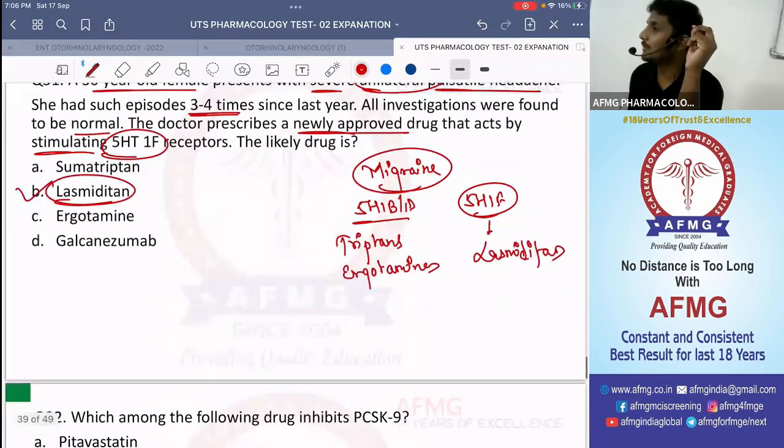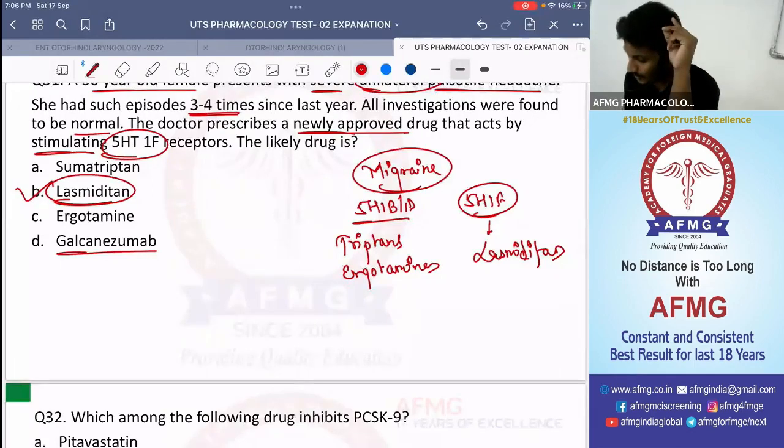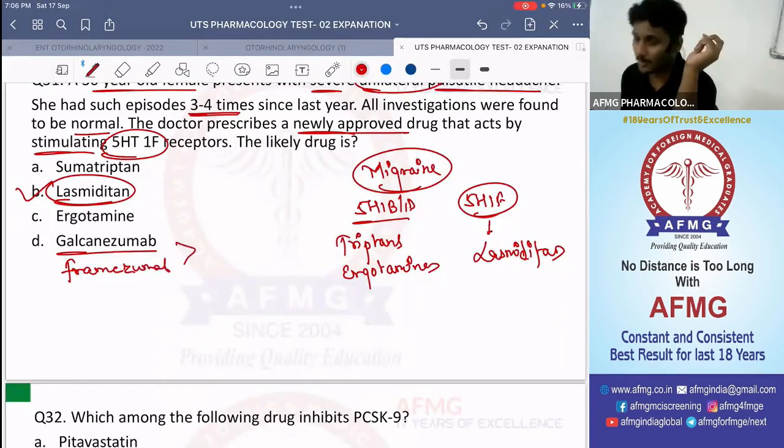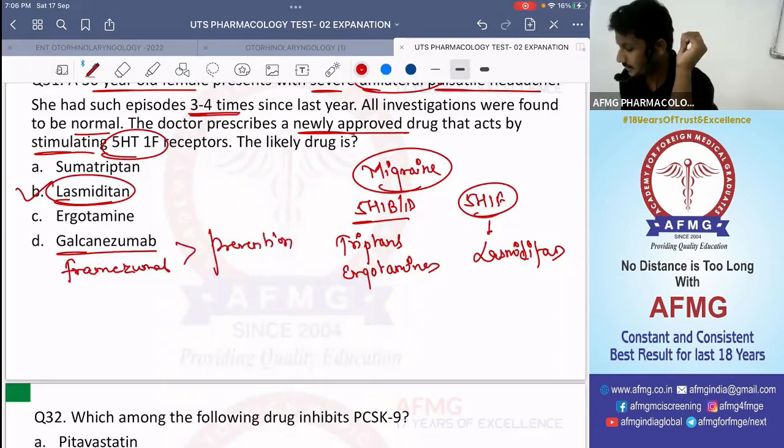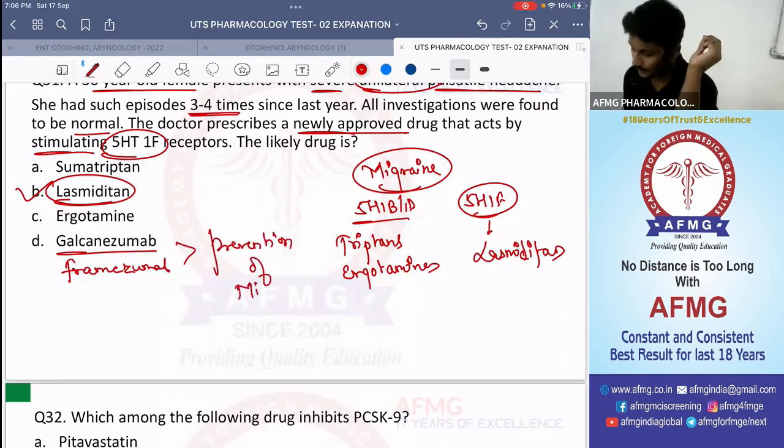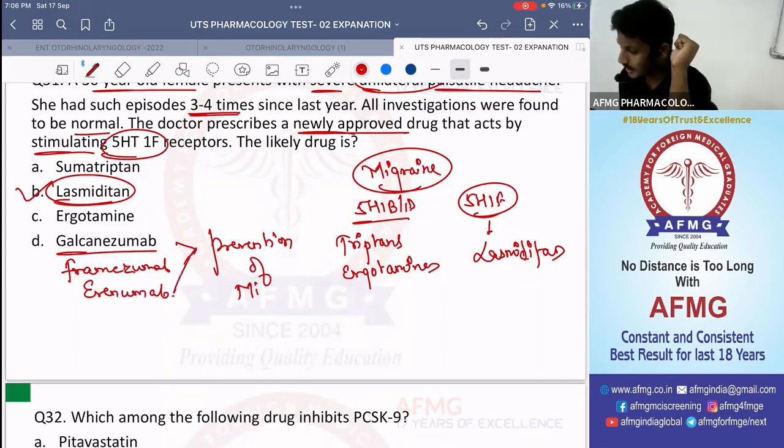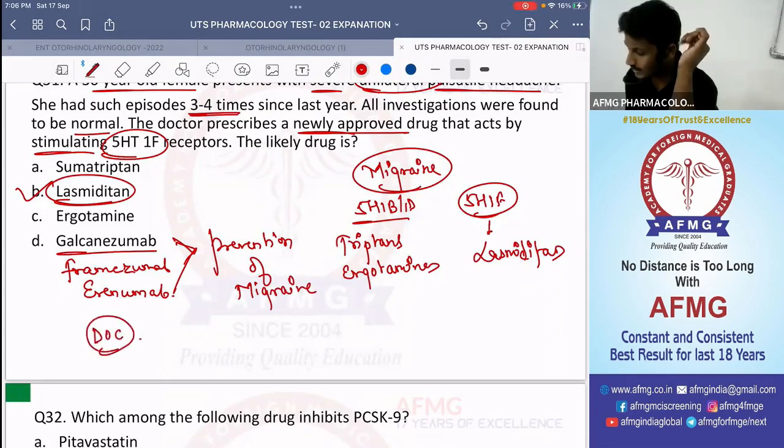Please remember galcanezumab or fremanezumab. These drugs are usually used. These are monoclonal antibodies used for prevention of migraine. Okay, erenumab is also used. Galcanezumab, fremanezumab, and erenumab are generally used for prevention of migraine. These are the new monoclonal antibodies. But the drug of choice for prevention of migraine, we know, is propranolol.